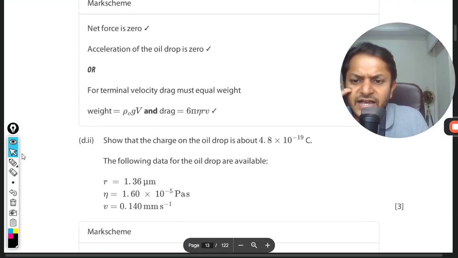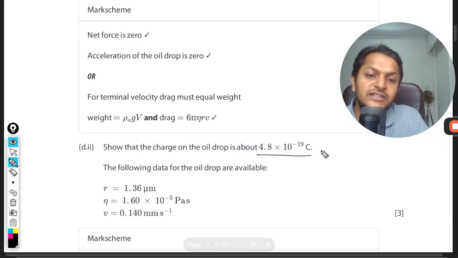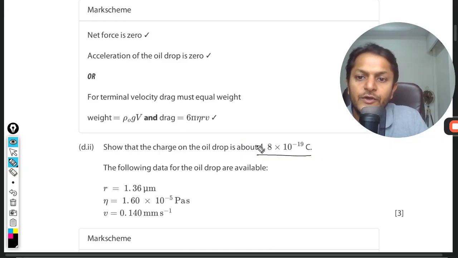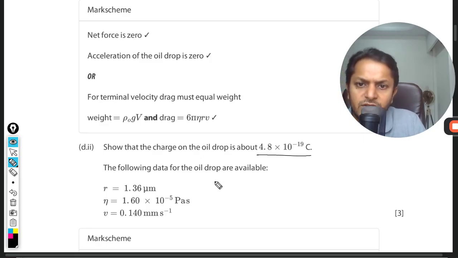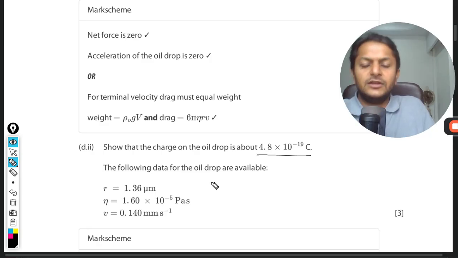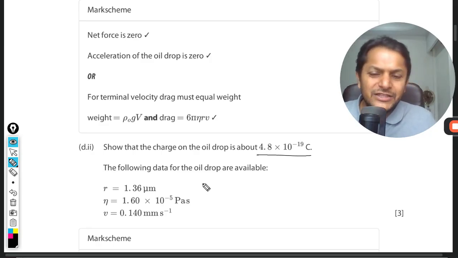So we have just done that. Now, show that the charge on the drop is about this. Now you have to find the charge Q. The following data of the oil drop is available, and you have to find the charge on the drop. How can we do that? Because when the charge is there, the viscous drag force is not acting on it.